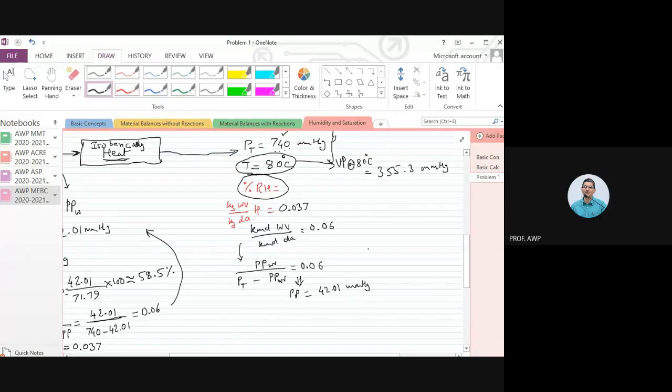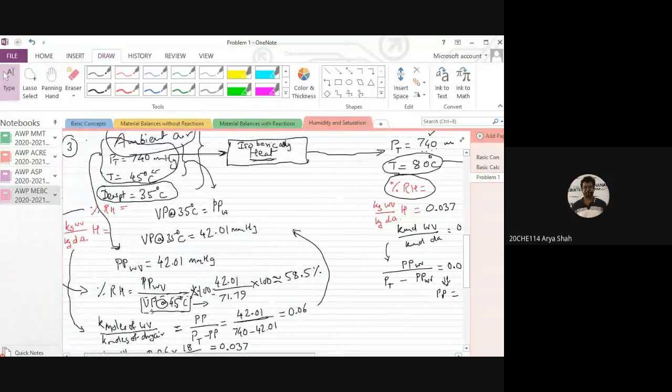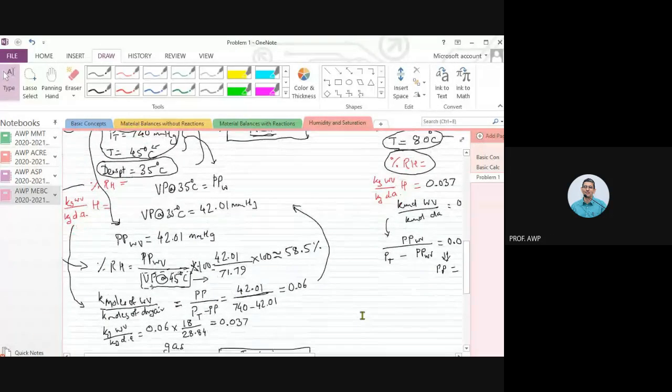So now the percent relative humidity would be 42.01 divided by 355.3 multiplied by 100. It will be much less than this 60% or whatever value we had. 11.8. Yeah, 11.8. So right, okay, let me write that.